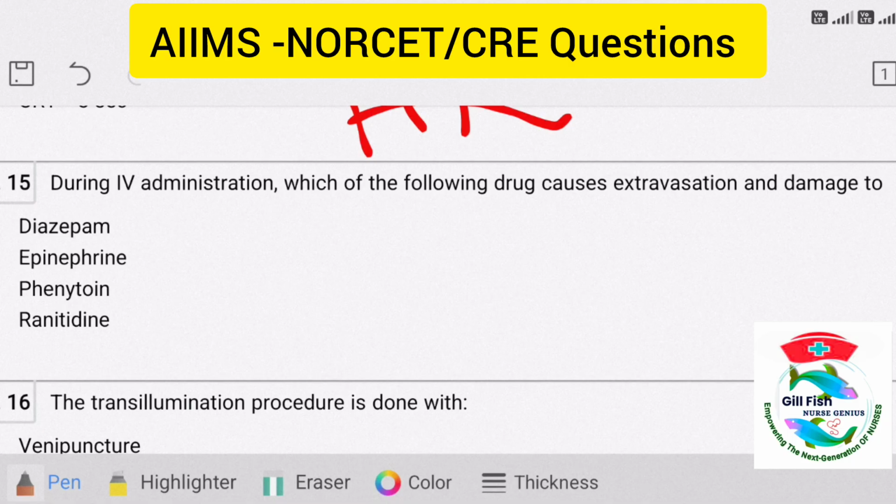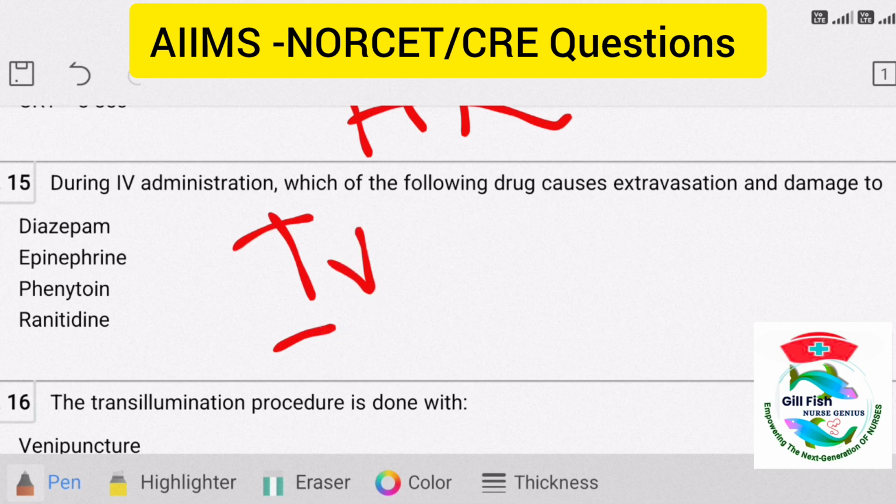During IV administration, which of the following drugs causes extravasation and damage to this site? Damage to which site? Option 1, diazepam. Option 2, epinephrine. Option 3, phenytoin. Option 4, ranitidine. What is the correct answer here? We are going to administer which drug? We are going to administer IV.